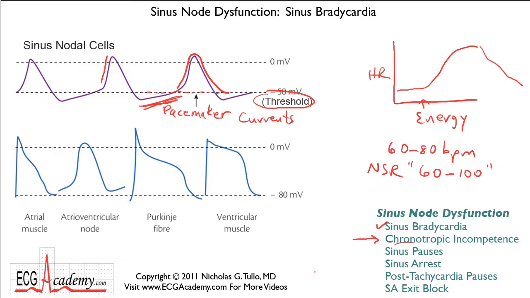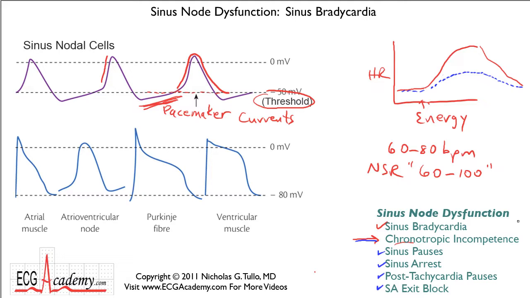Well, in people with chronotropic incompetence, their resting heart rate may be normal, but they can never really get their heart rate where it should go. And they get exercise intolerance, they get fatigue, they get out of breath with any kind of exertion. So that's one form of sinus node dysfunction, chronotropic incompetence. We're going to talk about sinus pauses, sinus arrest, and even post-tachycardia pauses in the second chapter of this section, and the third chapter is going to be on a diagnosis that you can make known as SA exit block.